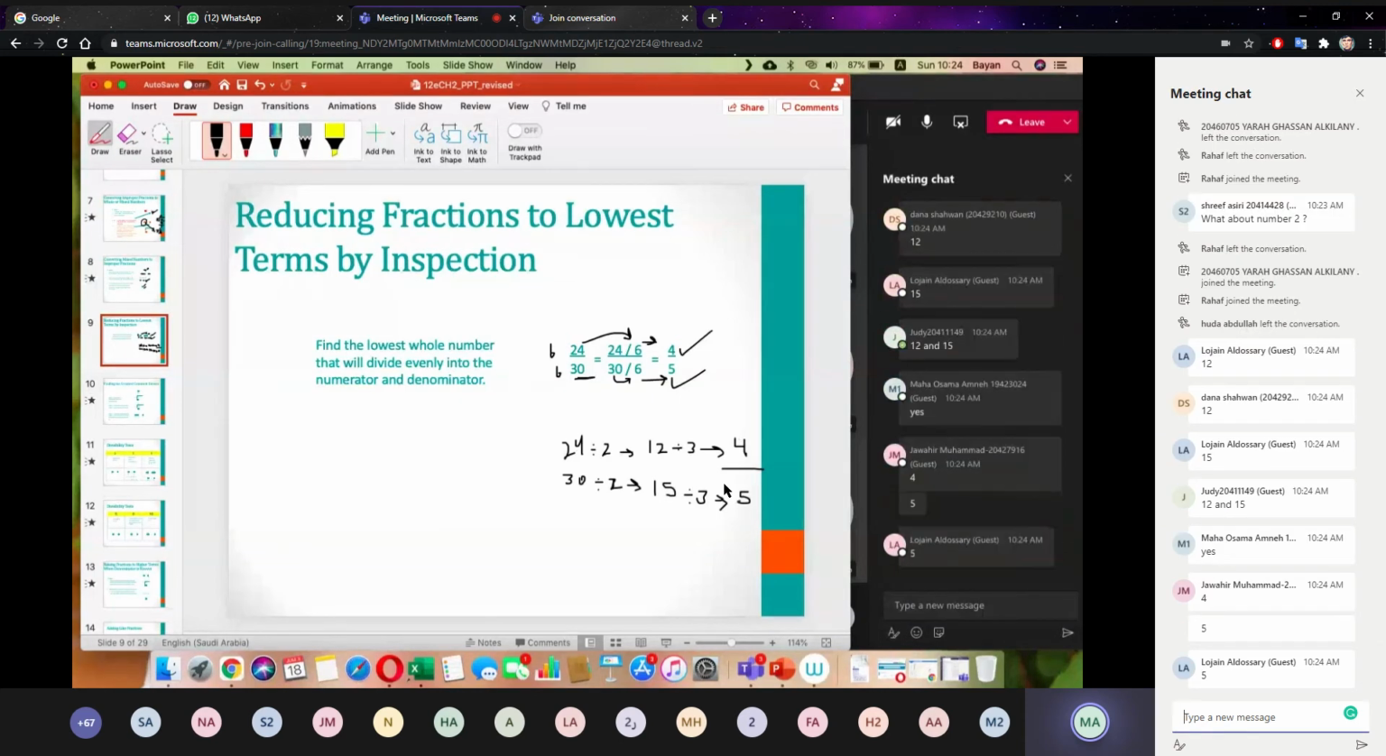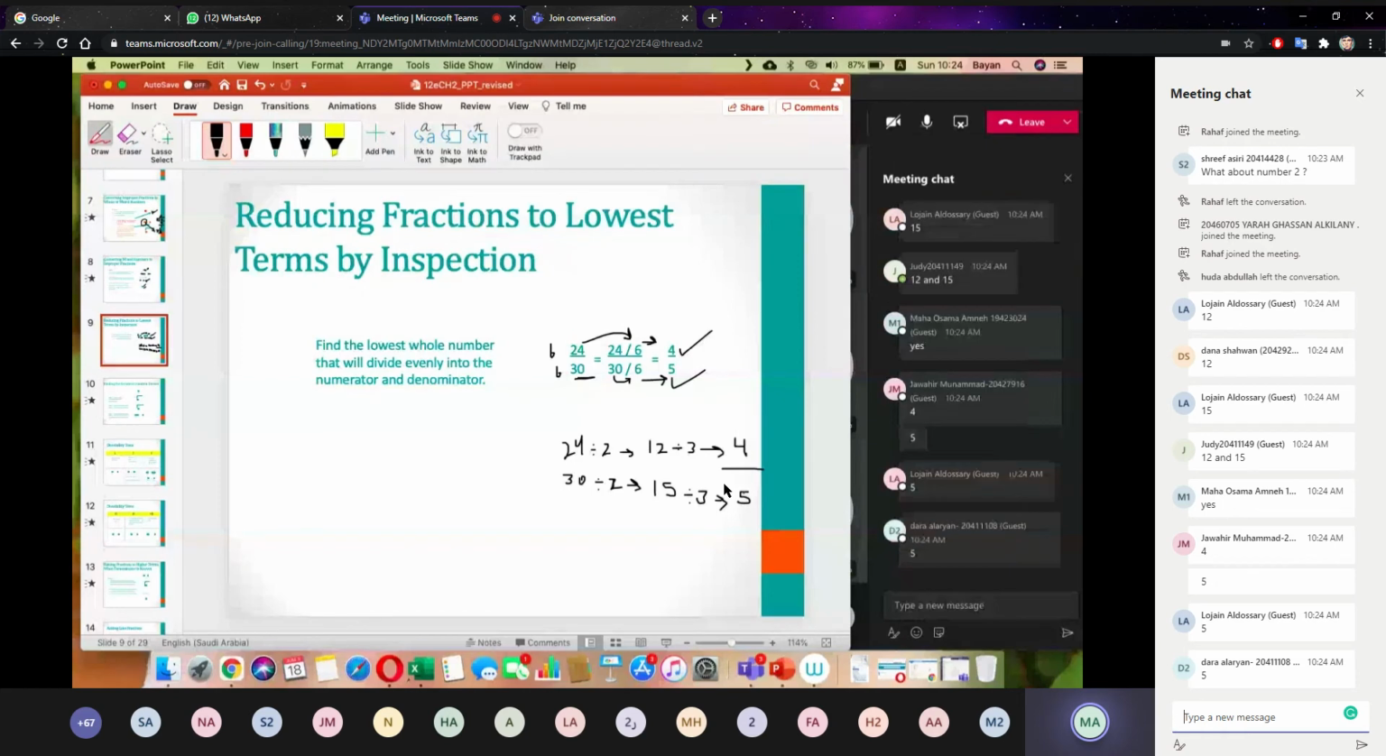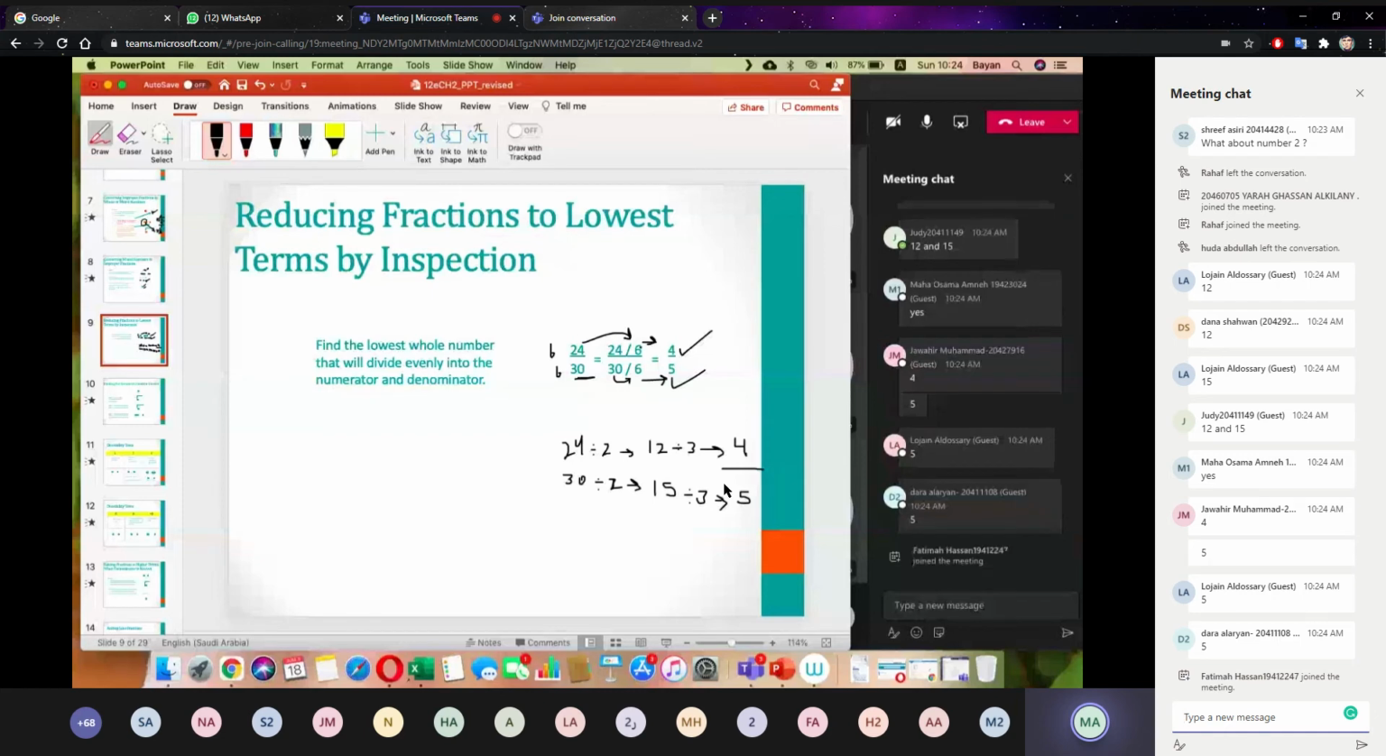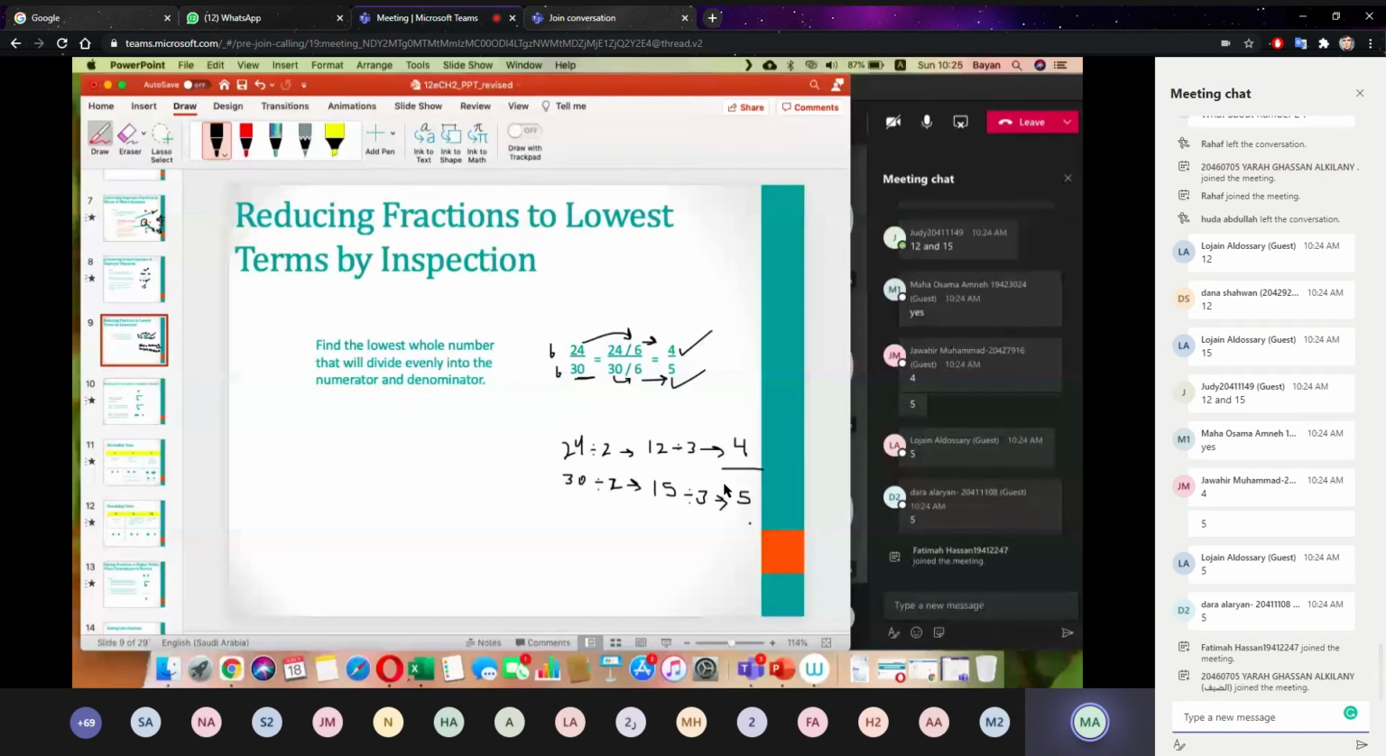So we get 4/5. We get the same value here. Here we divide directly by 6, which gives you 4/5. Here we divide by 2, then we divide by 3, and we get the same answer, 4/5. You can use any way you want, but the important thing is that you get it to the lowest term, which is 4/5.